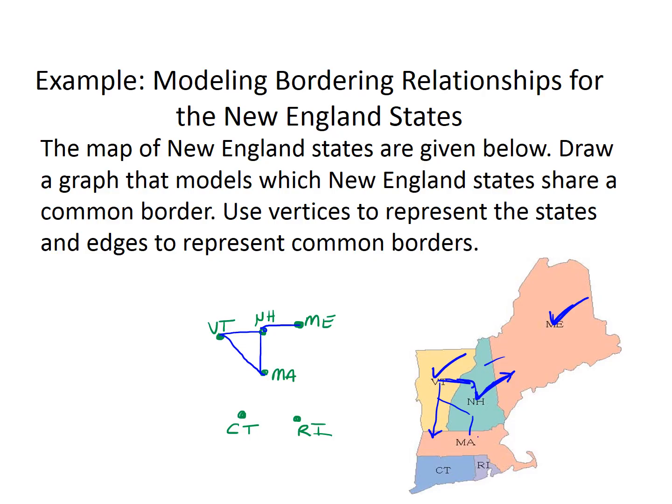And then next we'll look at Massachusetts, and we already have the edge to New Hampshire and Vermont. So let's go down to the other two, connected to Connecticut and Rhode Island. And then lastly, we'll look at Connecticut, which is already connected to Massachusetts, but we need to connect it to Rhode Island. And then we are done because Rhode Island is connected to the other two. So that should be a picture of the graph for the New England states.